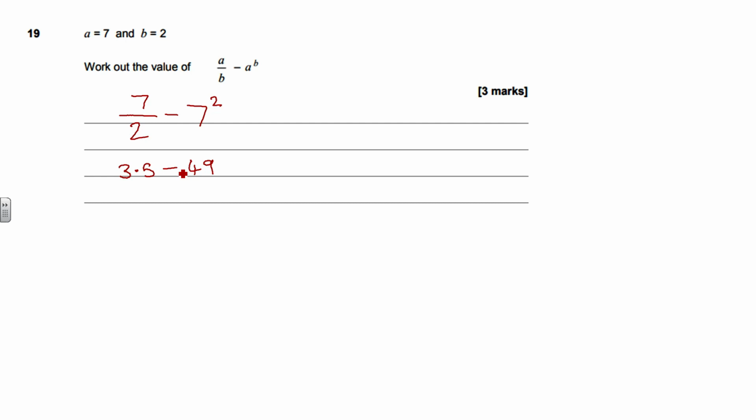Well, it's going to be a negative number. It's going to be the negative difference of 3.5 and 49. So if I take 3.5 away from 49, because in my head that's easy to do, 49 take away 3 is 46, then take away a half is 45.5. But because I'm taking the bigger number, I want the negative difference. So I want to have negative 45.5.